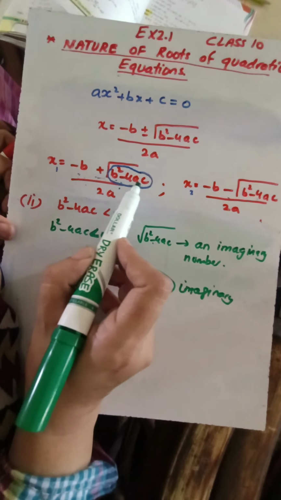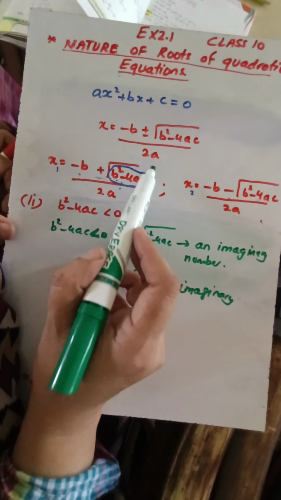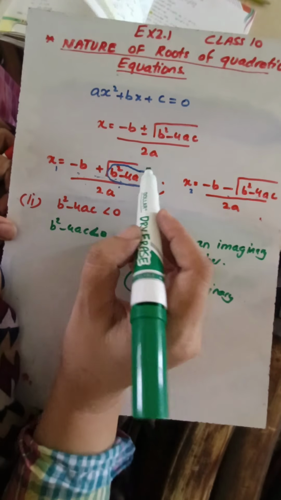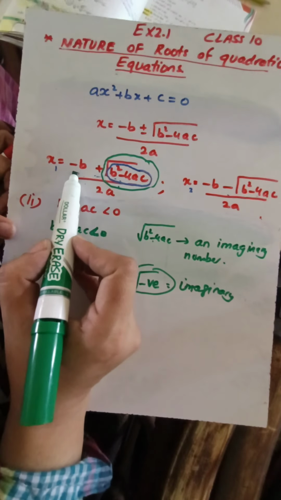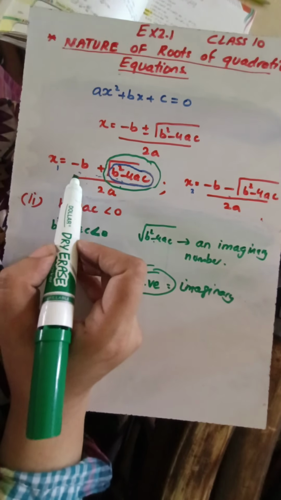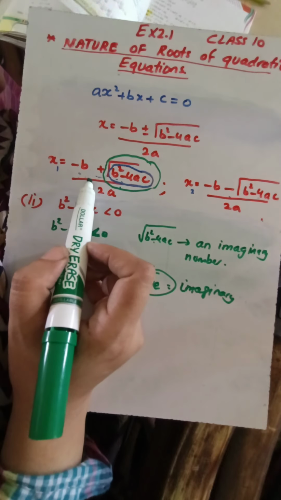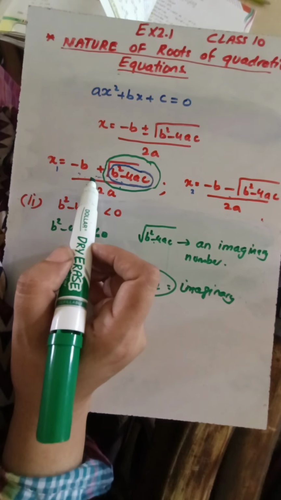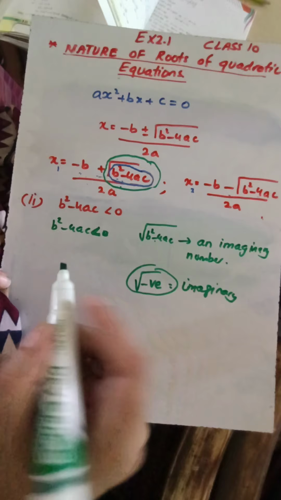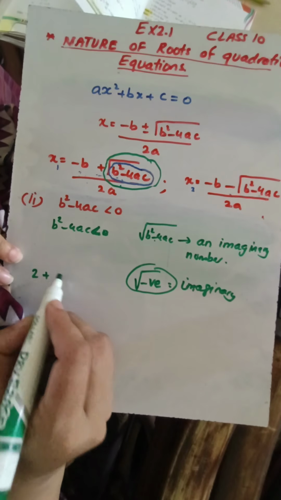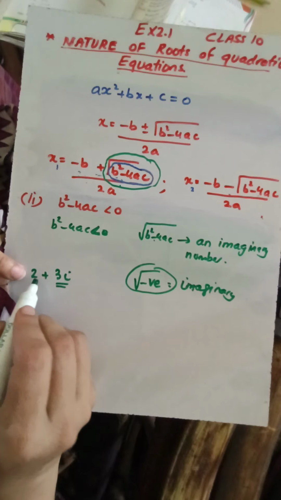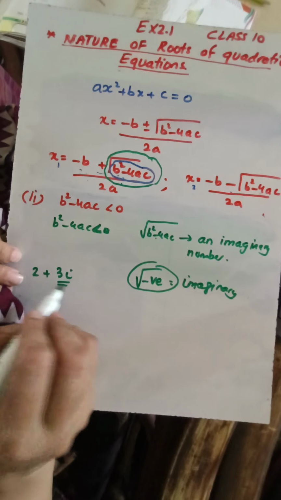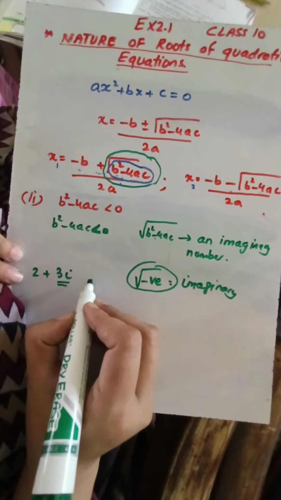Now as under root b square minus 4ac is an imaginary number, whenever an imaginary number is added to some real number, the answer is always a complex number. This we know from the theory of imaginary numbers. For example, if you have an imaginary number 3 iota and it is added to some real number, then it always gives a complex number.